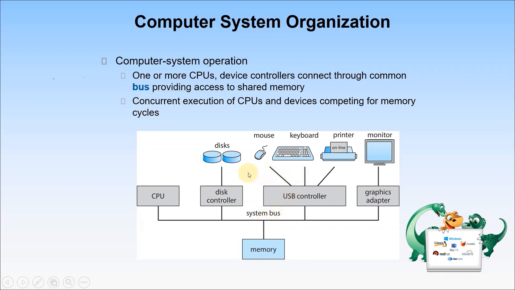All devices and peripherals in a computer system have their own controllers. Just like on this diagram here, you've got a controller for the disks. You've got a USB controller if you are using a USB mouse, keyboard, printer, and other devices. Your graphics card also has an adapter. All of these use a common system bus to communicate and to move data from the devices going to the CPU.